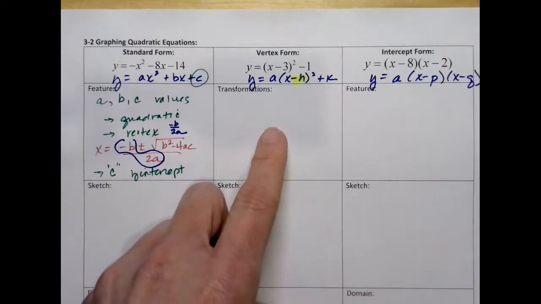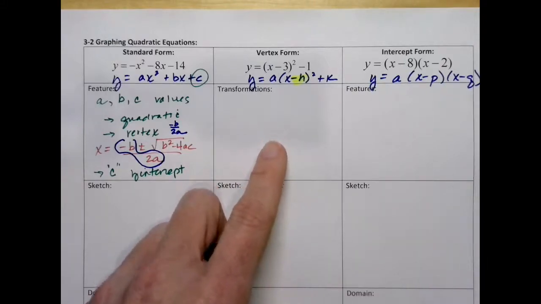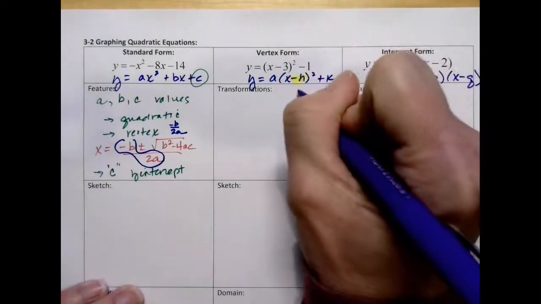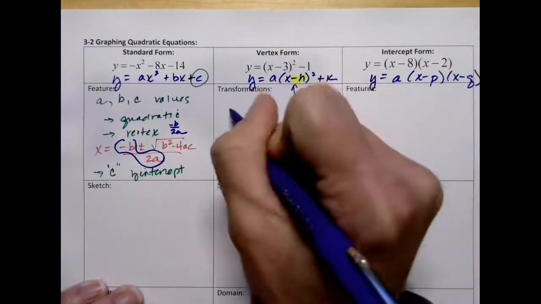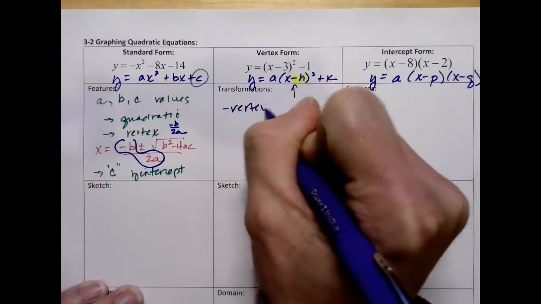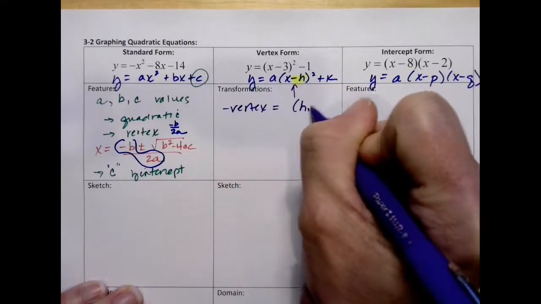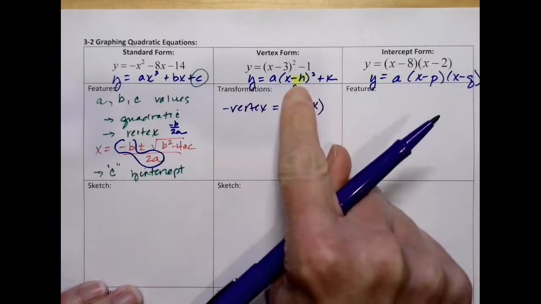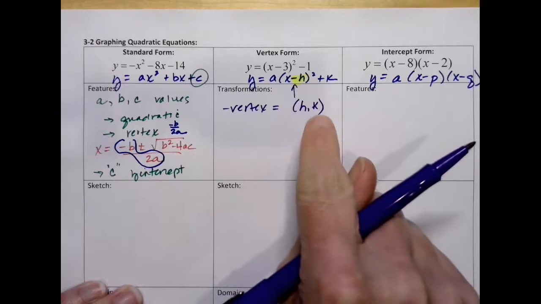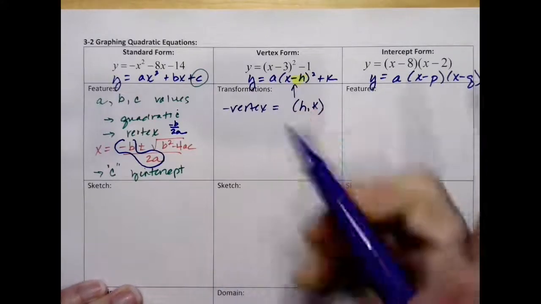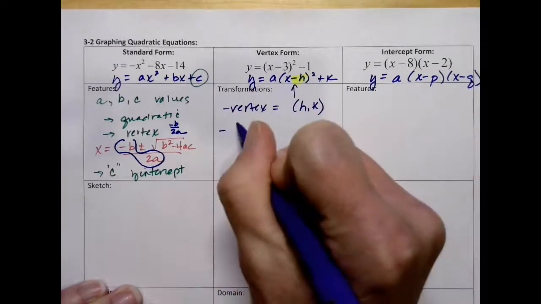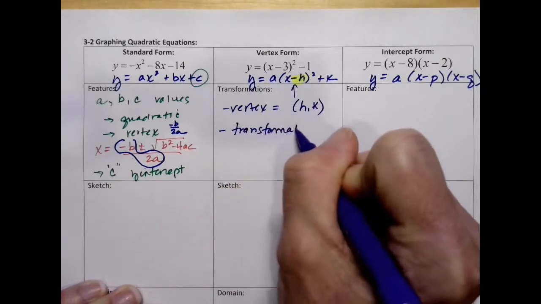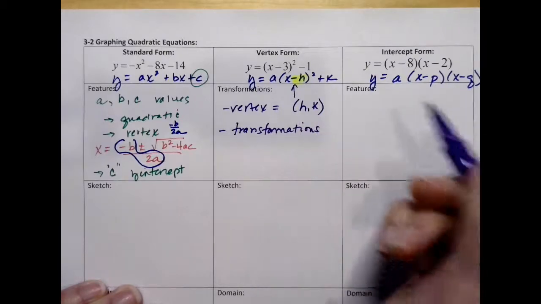Let's talk about vertex form. When we talk about vertex form, our h and k, remember this one is naturally negative, so our vertex is always going to be (h, k). And then when we're looking here, that's always going to give us our minimum or our maximum point.